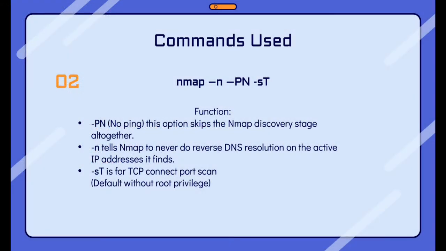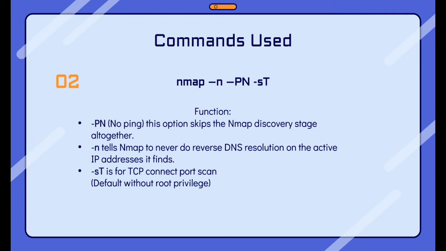Second command we use is nmap -Pn -n -sT. -Pn, which is the no ping option, skips the Nmap discovery stage altogether, and -n tells Nmap to never do reverse DNS resolution on the active IP addresses it finds. We are going to use these two options on every command.